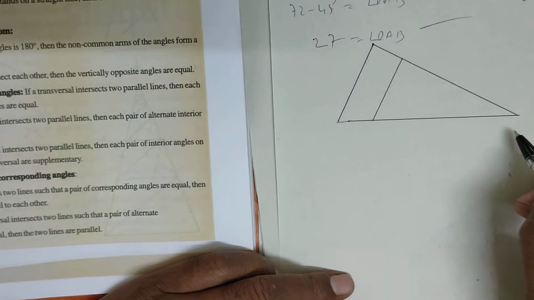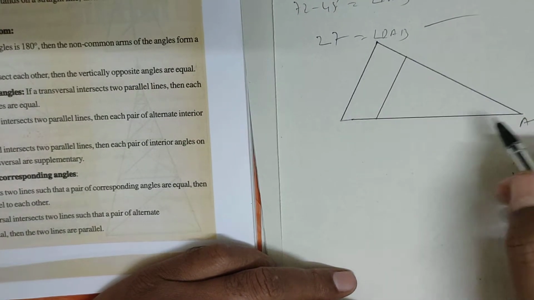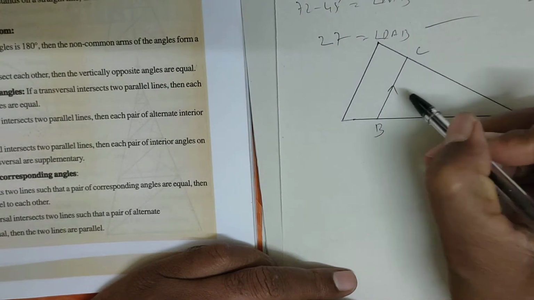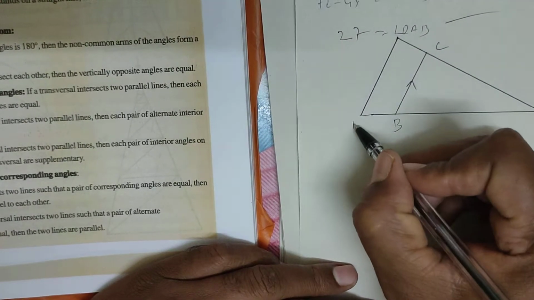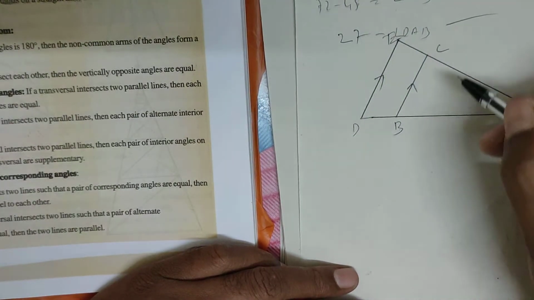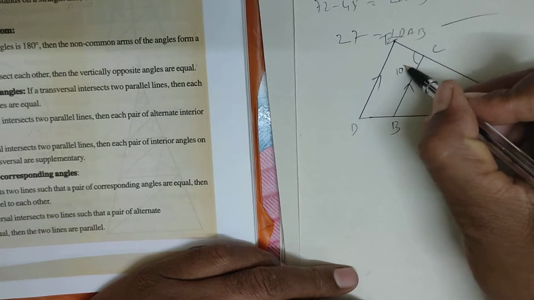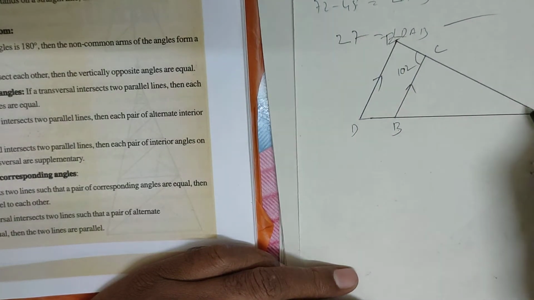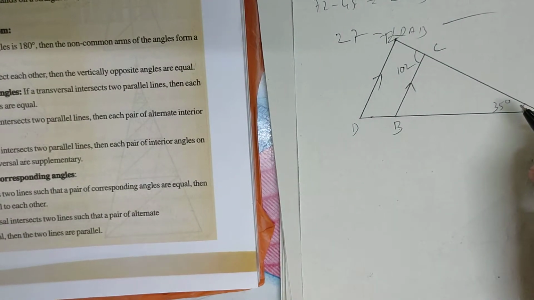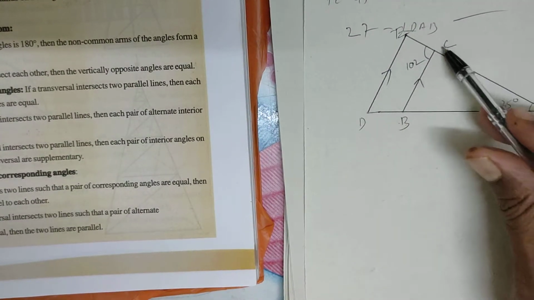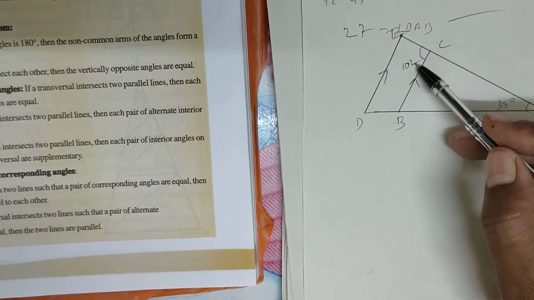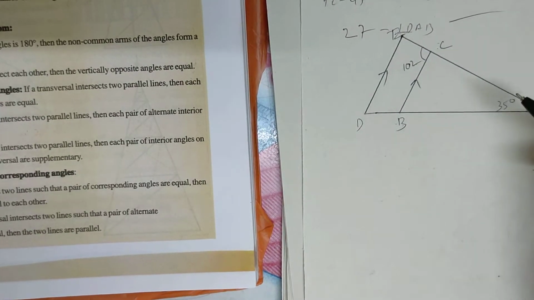One diagram I have drawn here. A, B, C, some arrow mark is there here, and D and E. Arrow mark is there here, and this angle they given as 102 and this angle they given as 35. Once again read the question. Angle BAC is 35, BCE is 102. Find the measures of the remaining angles.